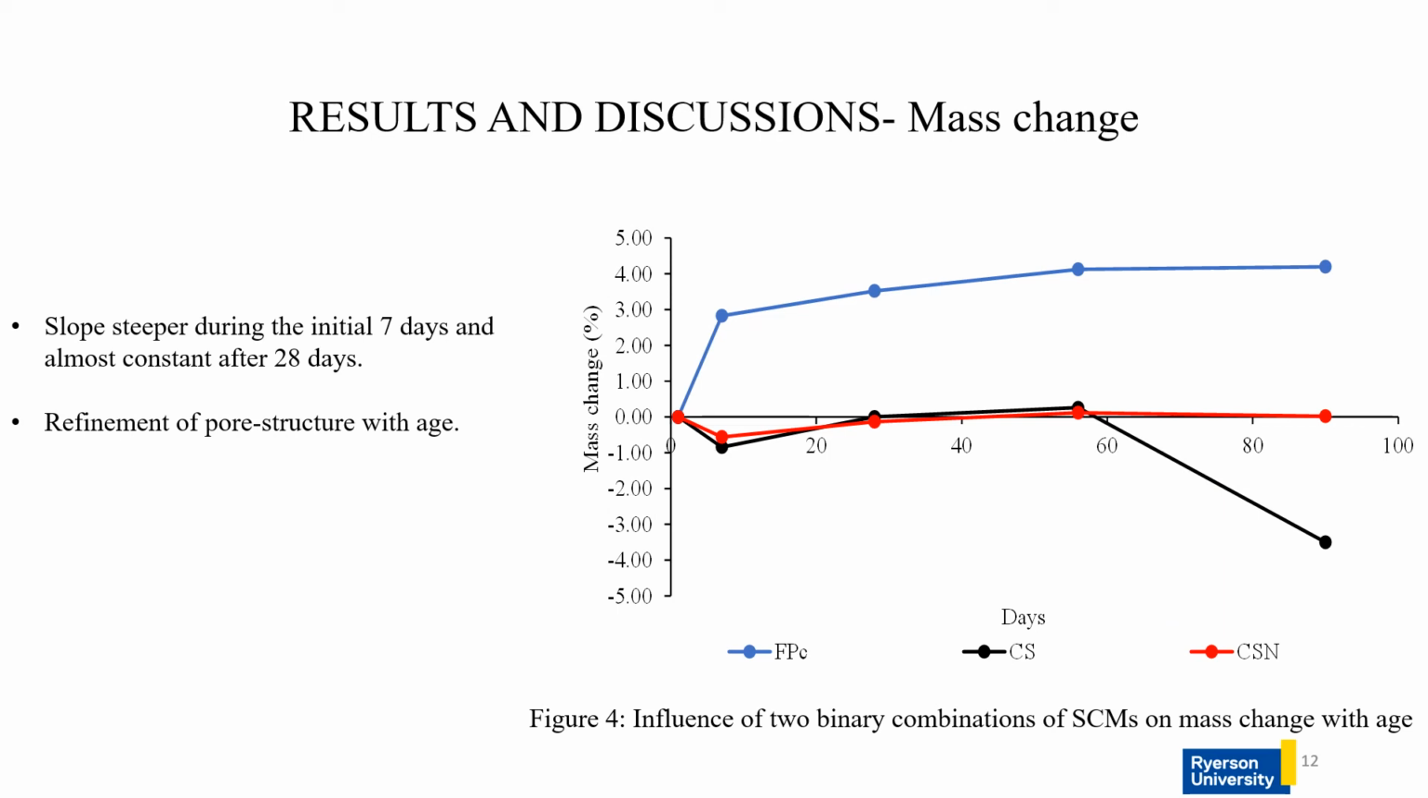Similarly, for the mass change as well, we have a steeper slope during the initial 7 days, indicating rapid cementitious reaction, rapid geopolymerization reaction, during the first 7 days. And in a similar way, the slope became almost constant after 28 days, indicating the completion of the cementitious and the geopolymer reactions, and which indicates also the refinement of the pore structures with the continuous development of reaction products.